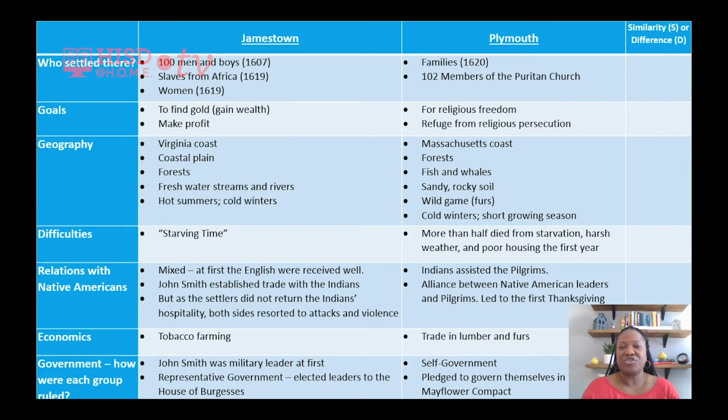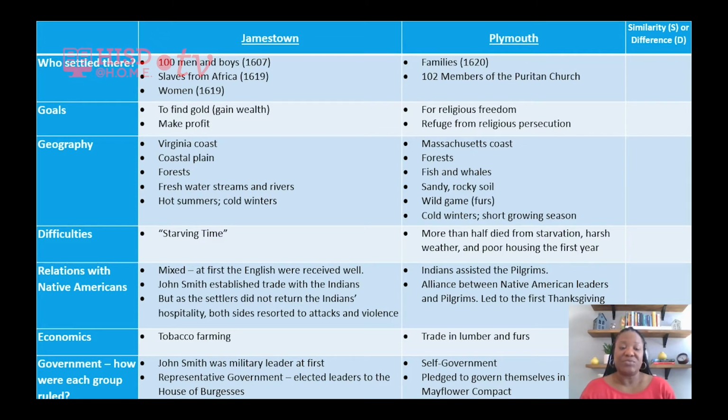So if they had a short growing season, maybe farming wasn't that great. Both places suffered from a period of starving where there wasn't much food available. And then we can look at, let's jump down to the economy. In Jamestown, there was tobacco farming. And in Plymouth, it looks like they traded in lumber and furs.